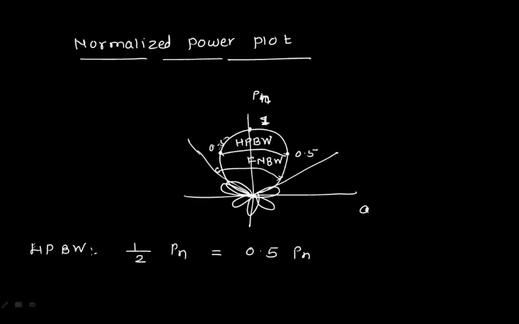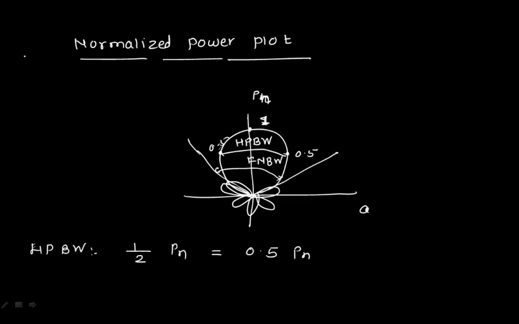If you are drawing a field pattern, it will be 1/√2 E_n. If you are plotting a power pattern, here your half power beamwidth will be 0.5 of the maximum power. So this is the difference in how you get the half power beamwidth if your plots are different. If your plot is a power plot, come directly to the half power. If it is a field pattern, you have to take 1/√2 of the maximum.